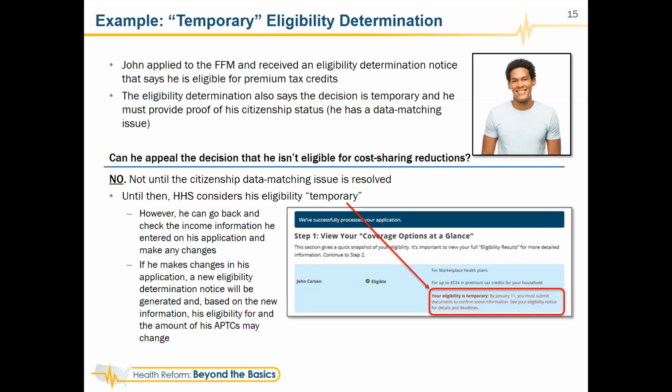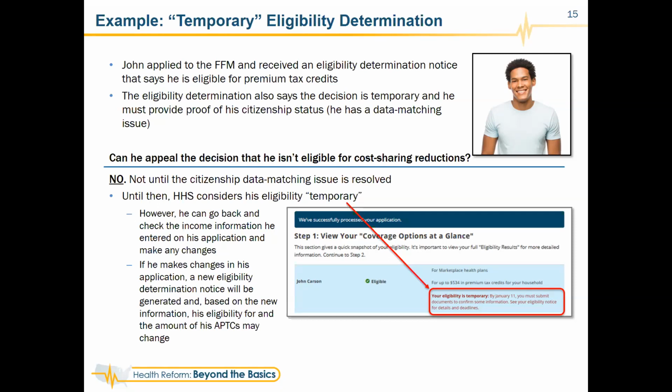What he can do is go back into the application, look at his income information, and make any changes. Maybe he entered a number wrong. He can make those changes. He could then get a new eligibility determination. And if there's not an inconsistency in the new determination, he could appeal that.